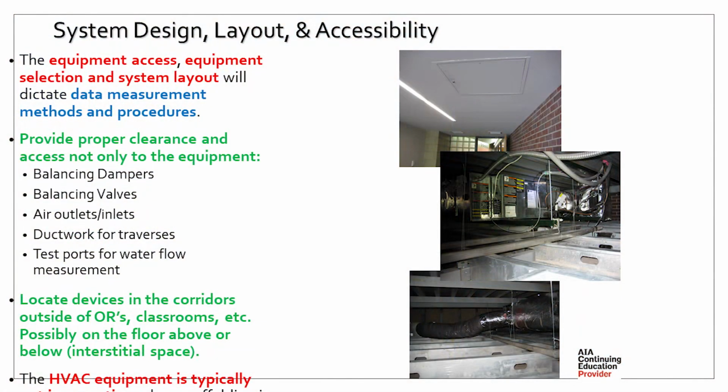Layout accessibility. One thing when you're looking at those drawings, going through that review: not only do we need access to equipment, we need access to the balancing dampers, the balancing valves, the test ports, the inlets and outlets, the ductwork for traverses. So we need all that kind of access into a space, not just to the equipment.